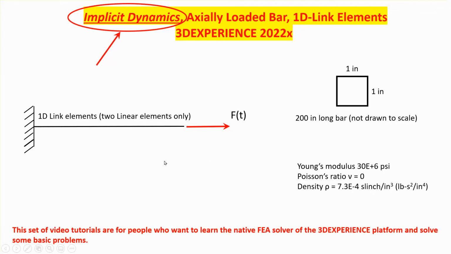This link or beam is 200 inches long, but it's not drawn to scale. If this is 1 inch and 1 inch, this is not going to be 200, not drawn to scale. I'm using the Young's modulus of steel, 30 million psi. Poisson ratio, I'll take it to be 0, although that is not relevant because we're using beam element slash link element. Poisson ratio is not used. And the density that you see here in that weird unit is actually for steel.